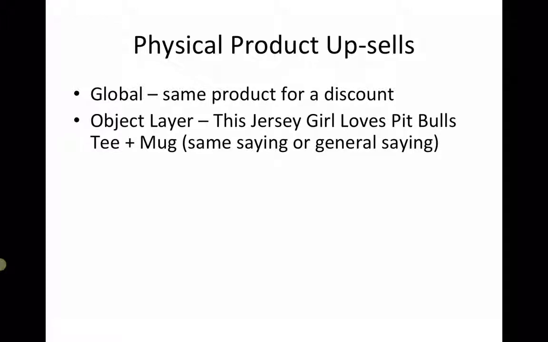Object layer, this is one where it says, this Jersey girl loves pit bulls, and it would be a t-shirt, but then we would upsell them with a mug that says the same thing.